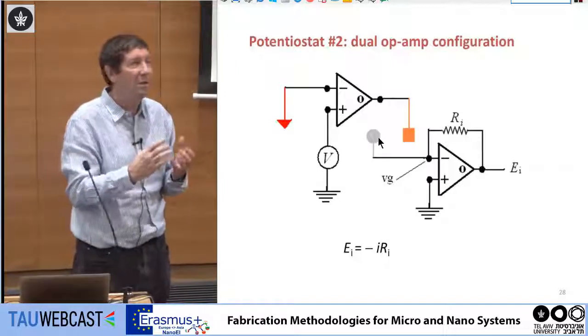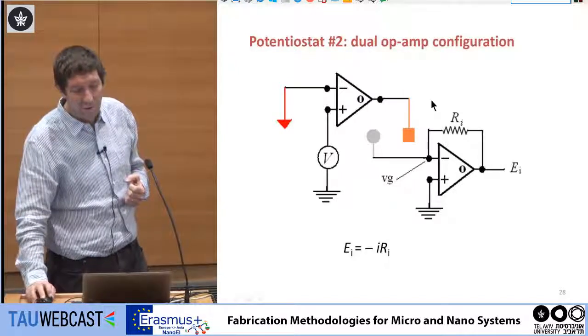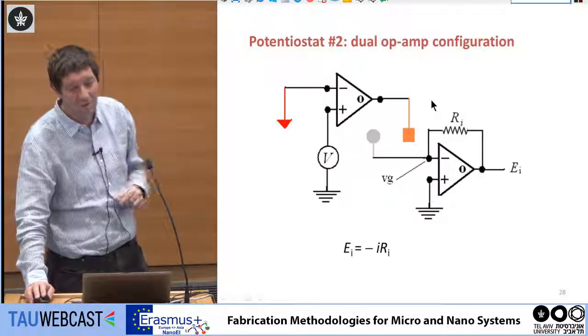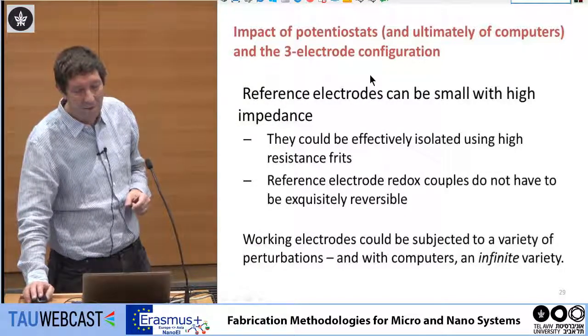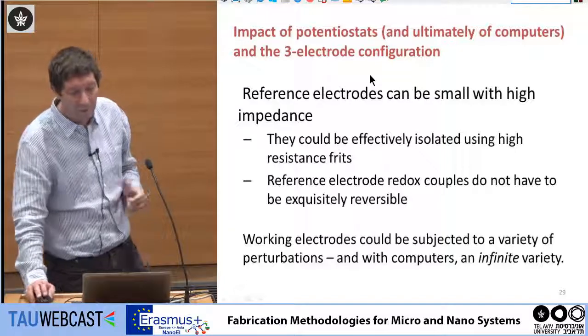So I need to measure a current and the potential, but I cannot do potential directly. I cannot measure the potential between here and here directly. So I have to use this electronics to do it. And the reference can be small with high impedance, could be effectively isolated. The reference couple does not have to be reversible.